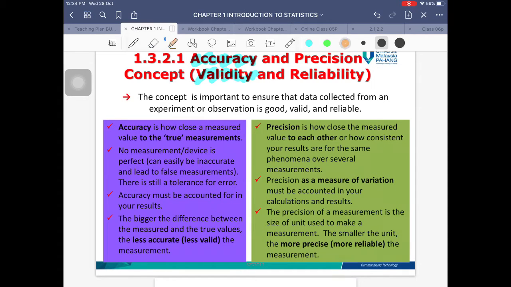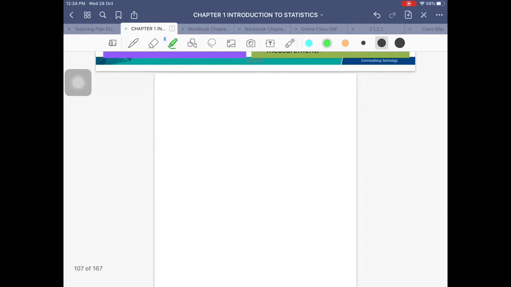Okay, next let's talk about accuracy and precision. Accuracy actually refers to the validity of our result, and precision actually refers to the reliability. According to the definition, what is accuracy? Accuracy is how close a measured value is to the true measurement.